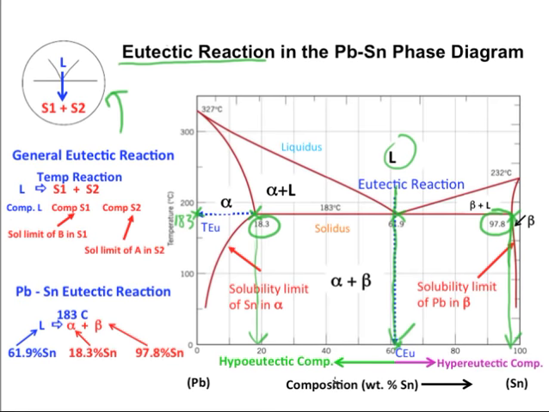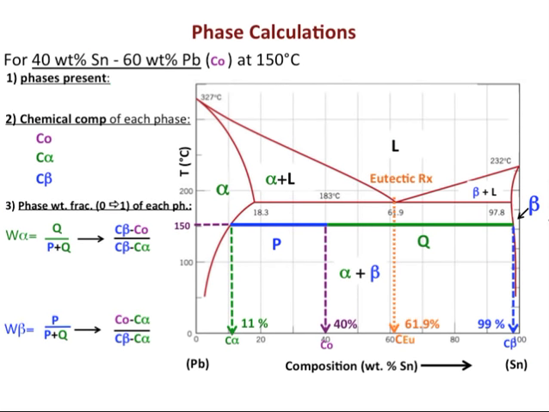As a final note, any overall or nominal composition that is to the left of the eutectic composition is called hypoeutectic, and any nominal composition to the right of the eutectic composition is called hypereutectic. So, now that we've defined all of our terms, let's do an example phase calculation.